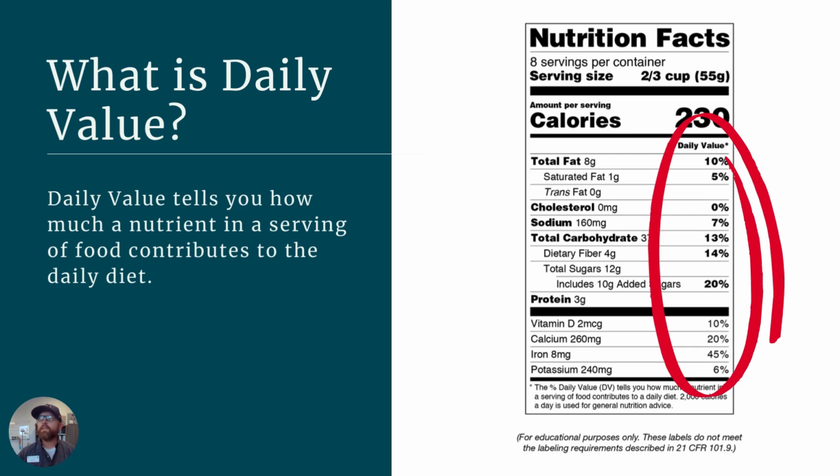Next, we're going to talk about the daily value, all those percentages that we see on the right-hand side of our nutrition labels. The daily value tells you how much of a nutrient in a serving of food contributes to your daily diet. So 160 milligrams of sodium here on the slide is 7% of the total daily value that you should have in your daily diet.